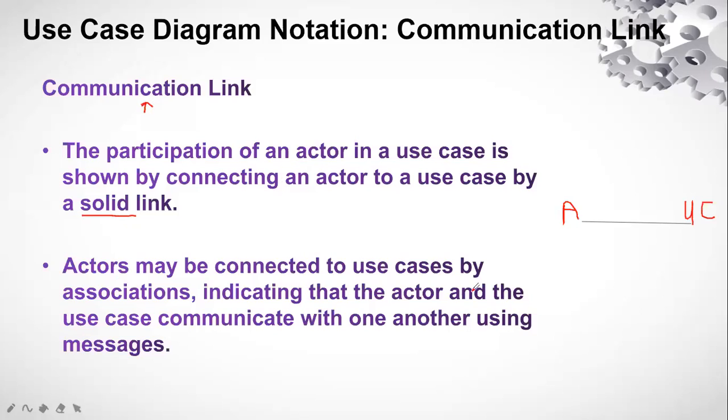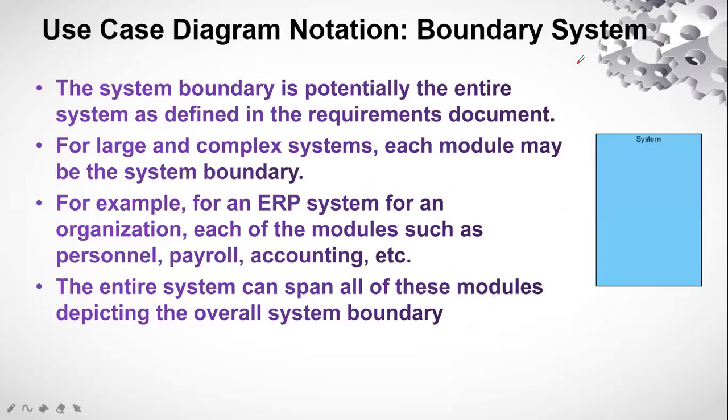Actors may be connected to use cases by associations, indicating that the actor and the use case communicate with one another using messages. That means if there is a user and that particular user is interacting with a use case of the library like issue of book, that is showing the association.